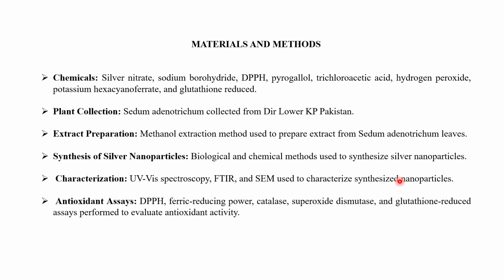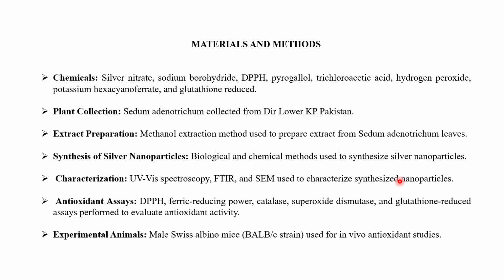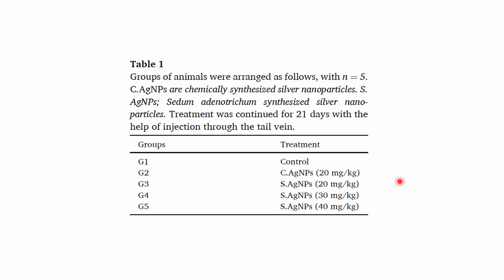After that, for the antioxidant activity, we used DPPH and ferric reducing power analysis for the in vitro antioxidant activity assay, and for the in vivo antioxidant activity assay, we used catalase, superoxide dismutase, glutathione reductase, etc. For this purpose, we used an albino mice strain called BALB/c as a mammalian model for in vivo antioxidant activity.